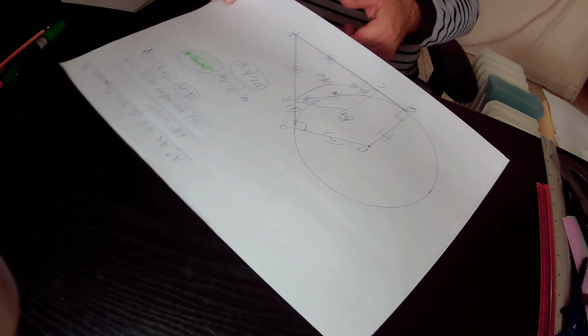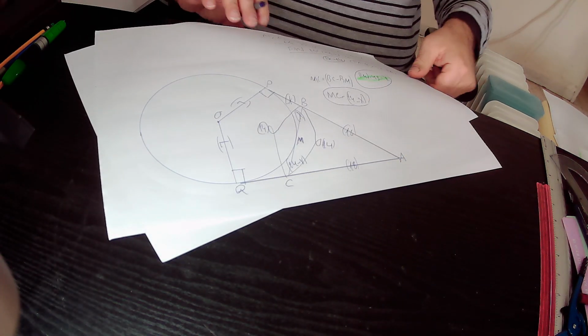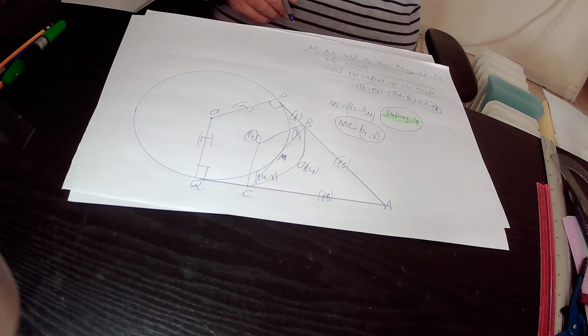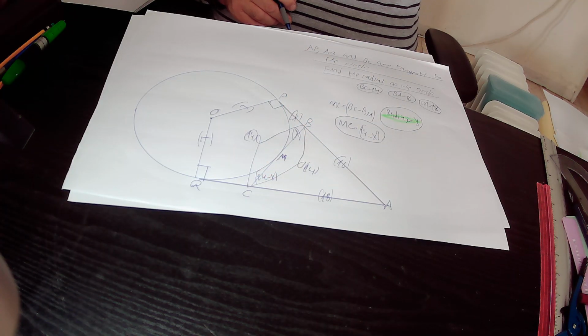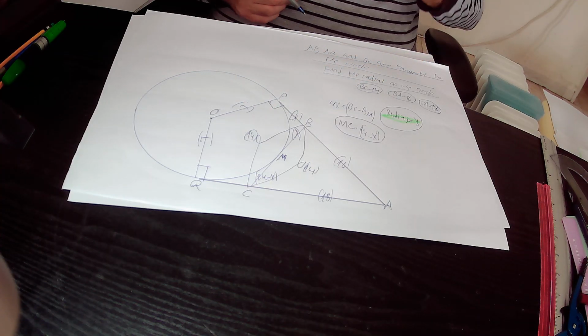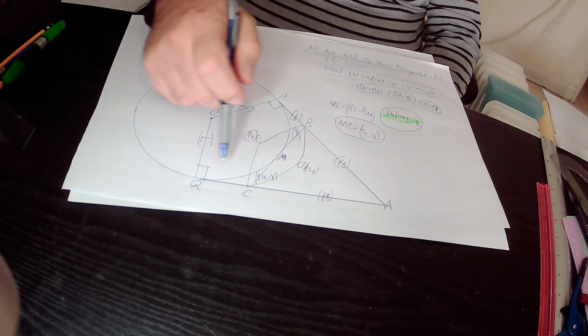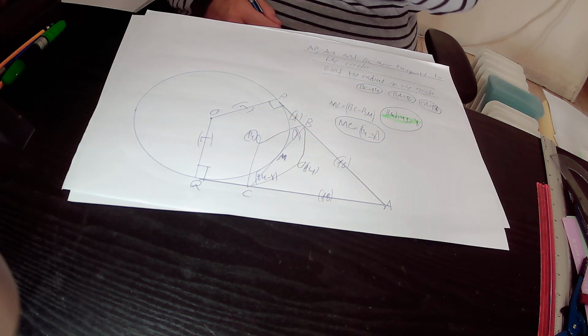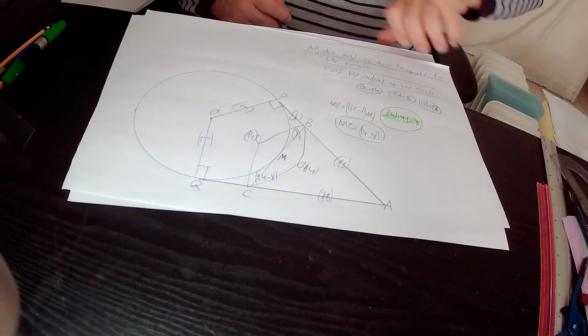In the next step, we focus at this common external point C. From this common external point C, we have two tangents to this circle, tangent CM and tangent CQ. And according to rule 2, they are equal to each other. That is to say, CM equals CQ. But CM equals 14 minus X, therefore CQ must also equal 14 minus X units.